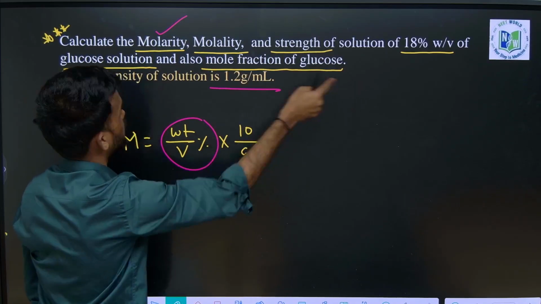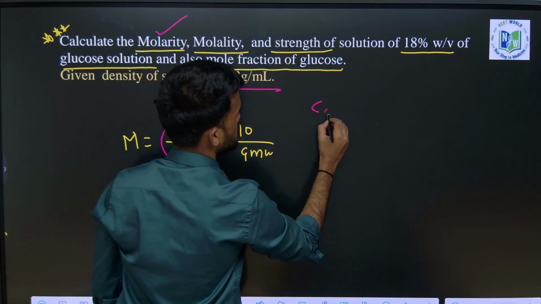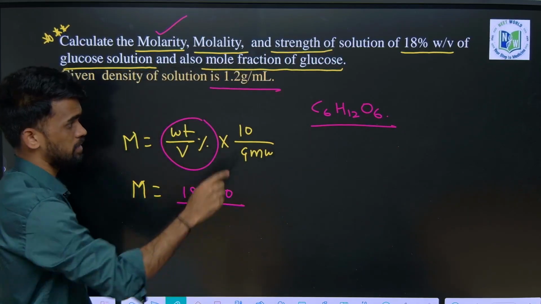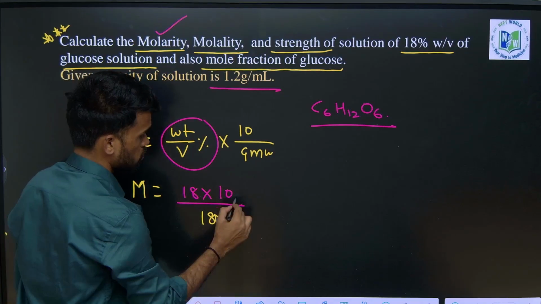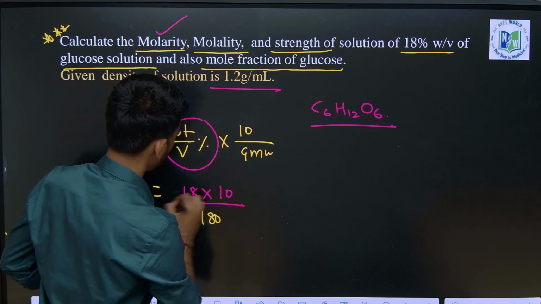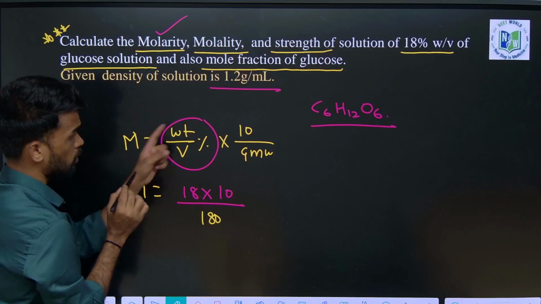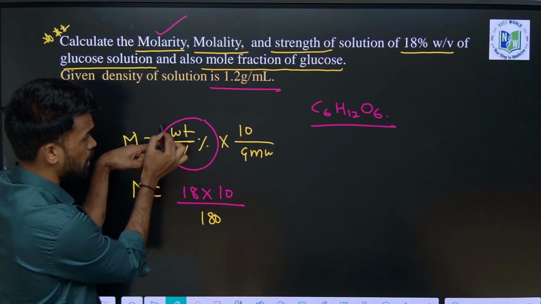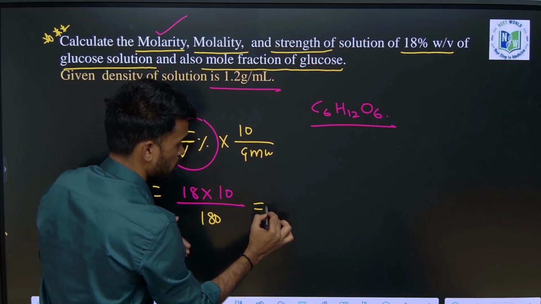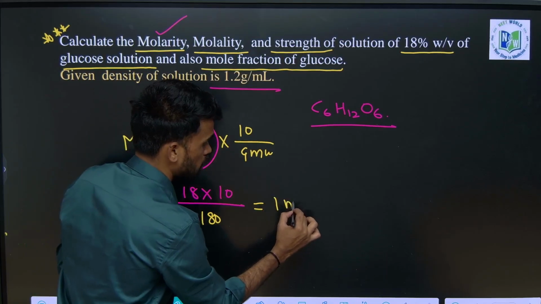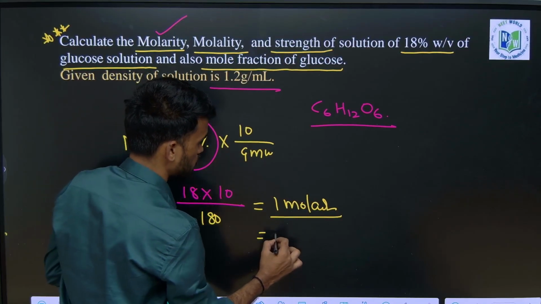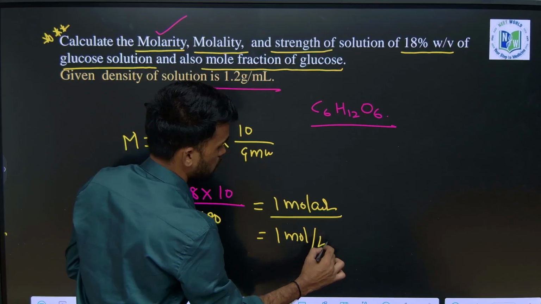What is the gram molecular weight of glucose? The glucose formula is C6H12O6. If you calculate the gram molecular weight for this, it will be 180. See, I have represented the gram molecular weight and the weight by volume percentage, multiplied by 10. So we are getting 180 by 180. Therefore it is a 1 molar solution, or you can express it as 1 mole per liter. You have to write it like this.